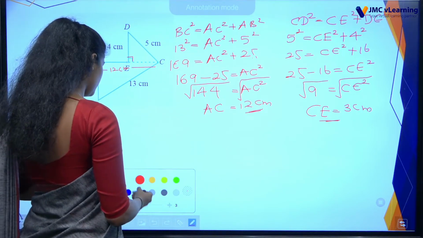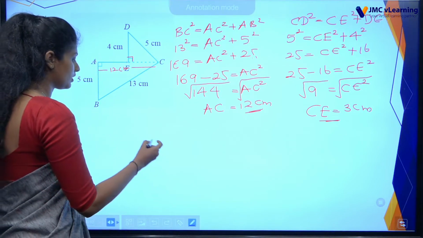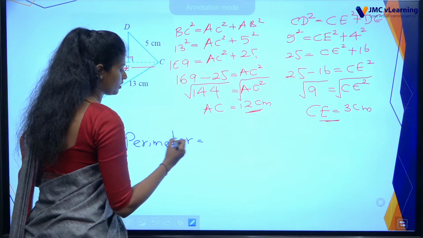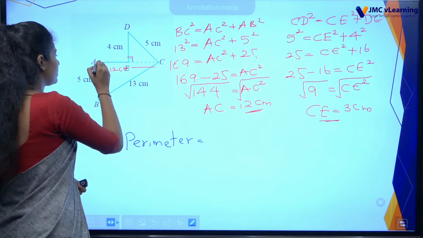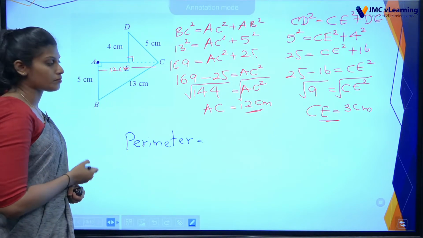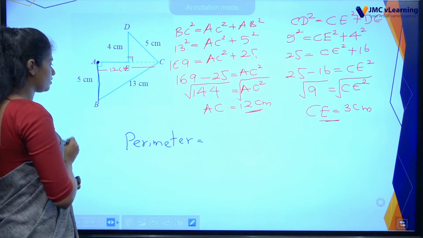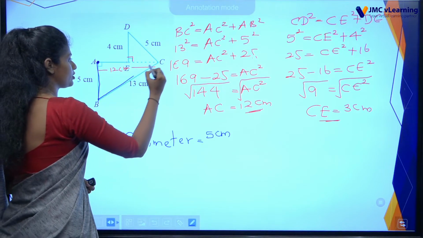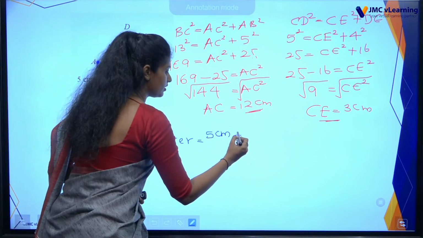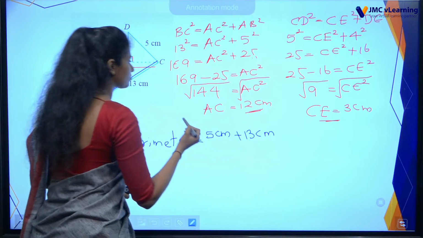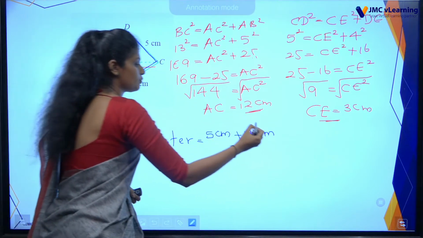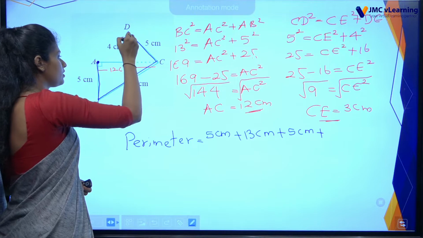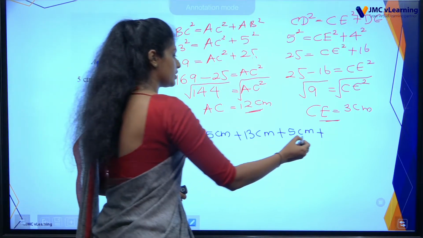Now we have to find the perimeter. Then let's find. Let's start from A. A to B, it is 5 centimeter. And B to C, it is 13 centimeter. C to D, 5 centimeter. Add D to E, it is 4 centimeter.